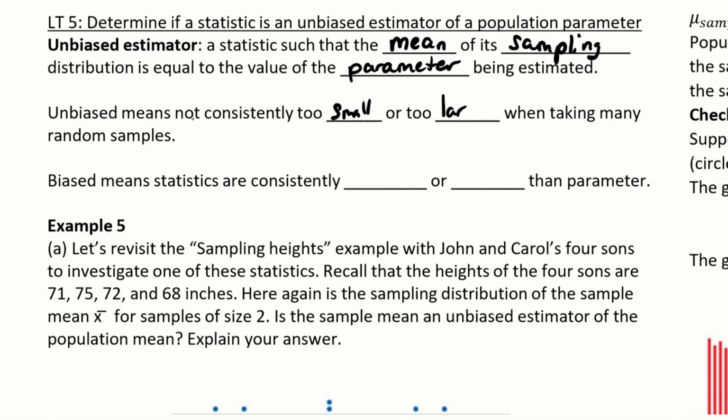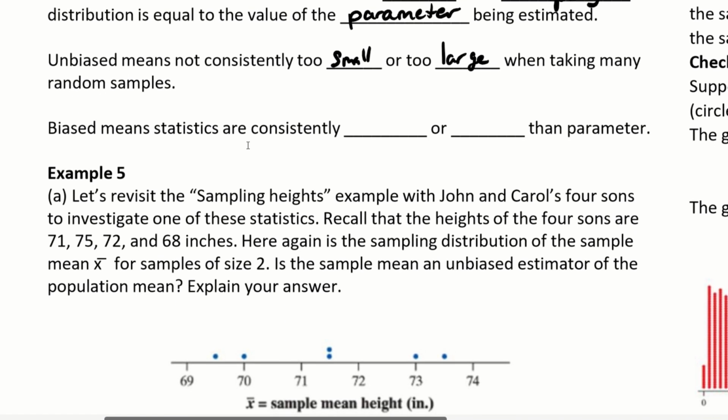Okay, so you're not too far away from the true value, you're not too small, you're not too large. Biased means that you're consistently overestimating or underestimating. So you're consistently under or overestimating the parameter. Okay, so you're consistently less than or greater than the parameter.